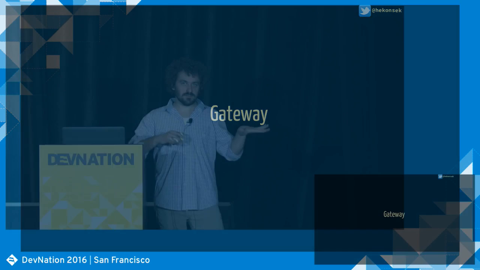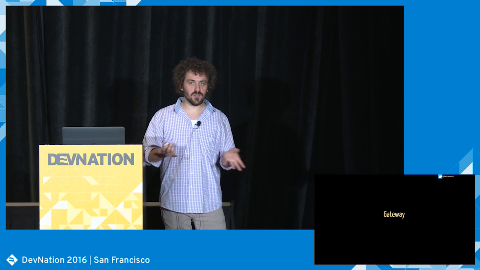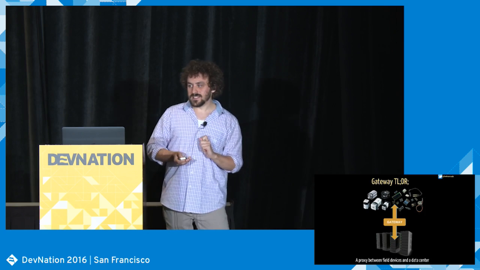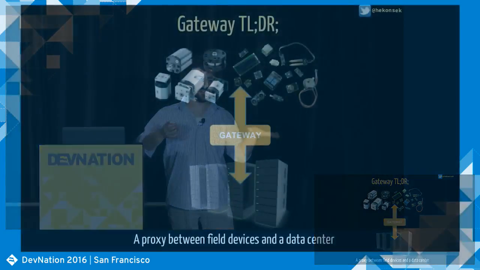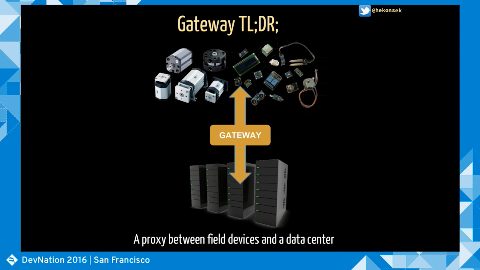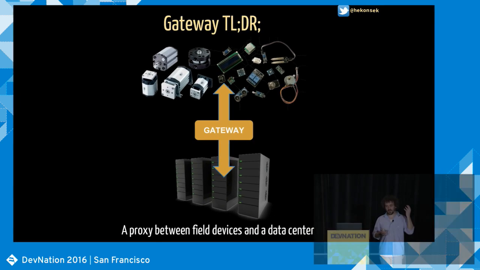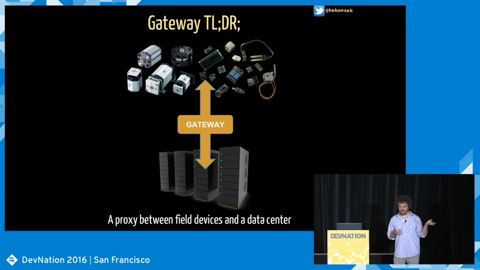Okay, so that's the bigger context of the IoT architecture and IoT infrastructure that we are working on. Let's now focus a little bit more on the gateway. So what is that IoT gateway? A short definition: a gateway is a kind of proxy between devices that are deployed in the field and the data center.